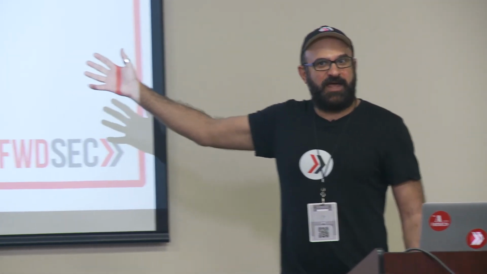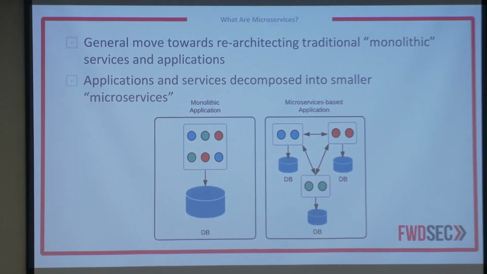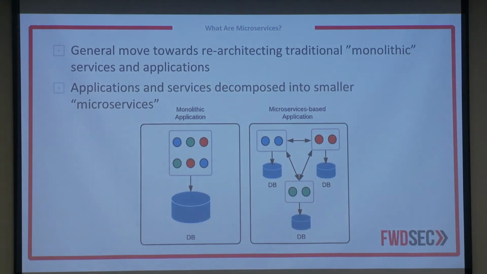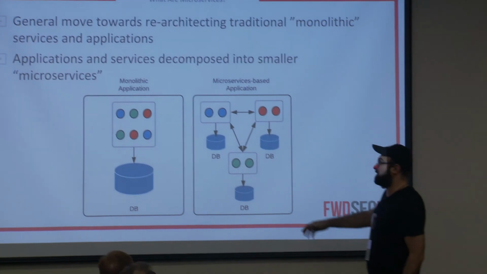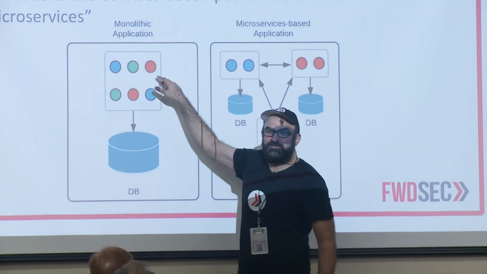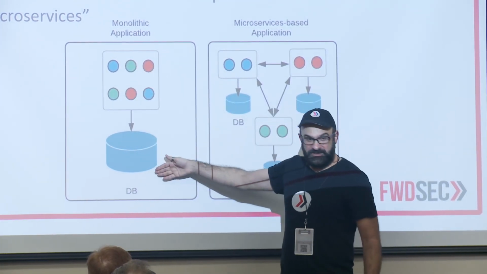So lots of issues with them. So the general move in modern times is to re-architect these traditional monolith services and applications, right? Essentially, applications and services are decomposed into smaller microservices. Here on the left, we see a monolithic application where you've got 6 different functions or services all tightly coupled in one trust boundary, and then they're talking to a data source.